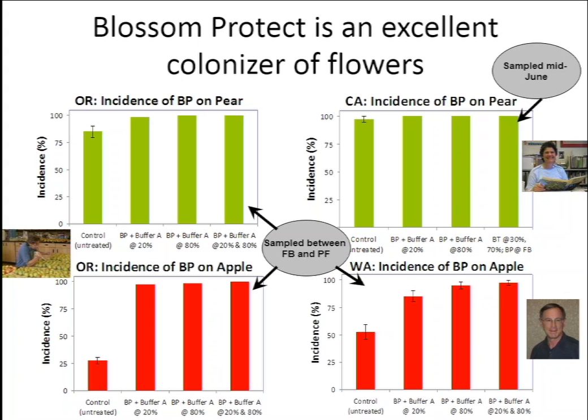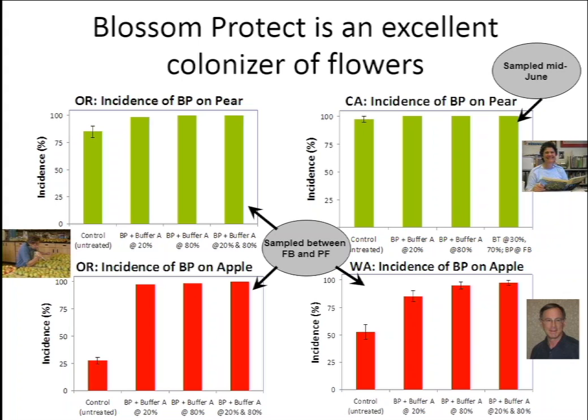And so we've done some coordinated trials amongst the group. On the left-hand side there, that's Todd Temple, my technician, and you see Rachel and Tim there. We just did a simple trial in Corvallis, Lakeport, and Wenatchee, where we put on Blossom Protect and Buffer A once at 20% bloom, once at 80% bloom, or twice, at 20 and 80% bloom. And then we just looked at the flowers between full bloom and petal fall.